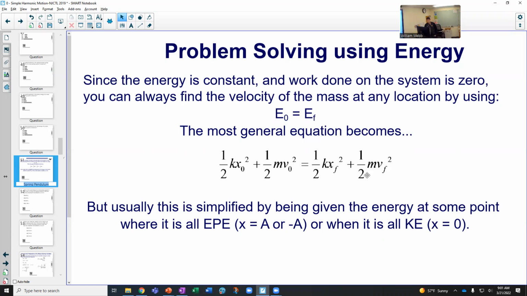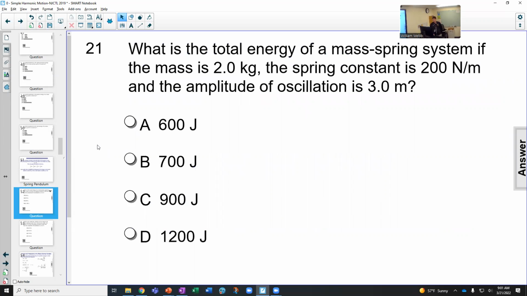All right? So if we're all the way out at the amplitude, this 1/2 mv squared is 0. If we're right at the midpoint, the elastic potential energy is 0. But at any other x position, you have to factor all of those in. All right, so let's see if we can solve a couple here. What is the total energy of a mass spring system if the mass is 2 kilograms, the spring constant is 200 newtons per meter, and the amplitude of oscillation is 3 meters?